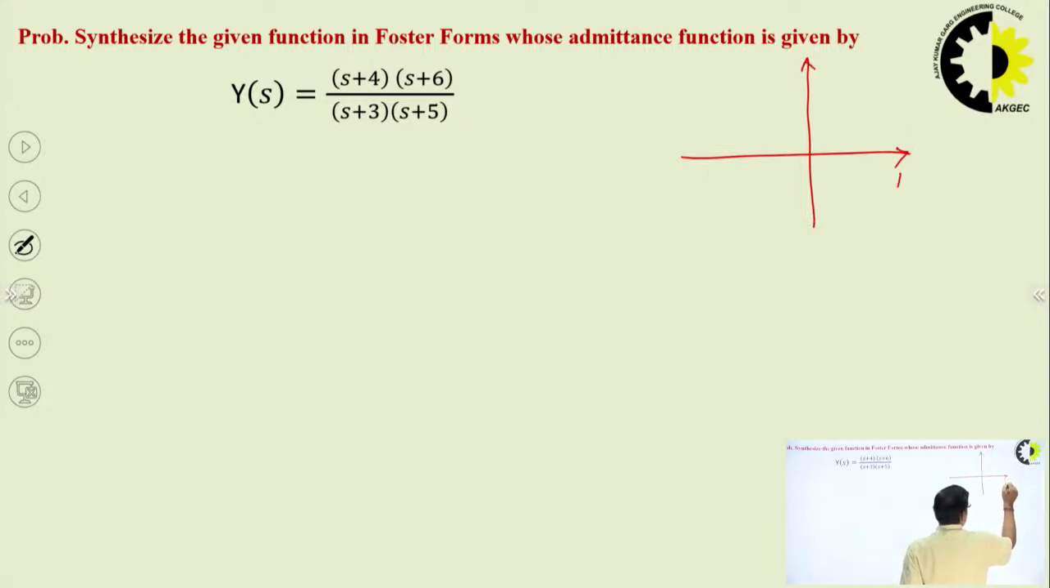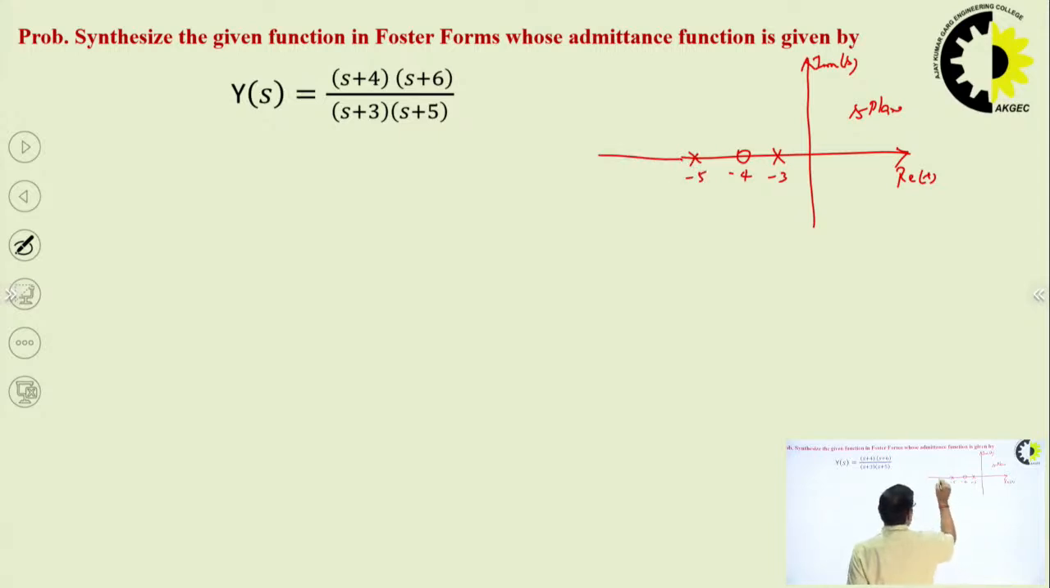This is your real S, this is your S plane. Never forget to mention S plane, this is your imaginary S. So, first, there are two poles, so poles at S is equal to minus 3, then we have zero at minus 4, then we have pole at minus 5, then we have zero at minus 6. Okay. So, this is the simple pole-zero diagram of the given network function.